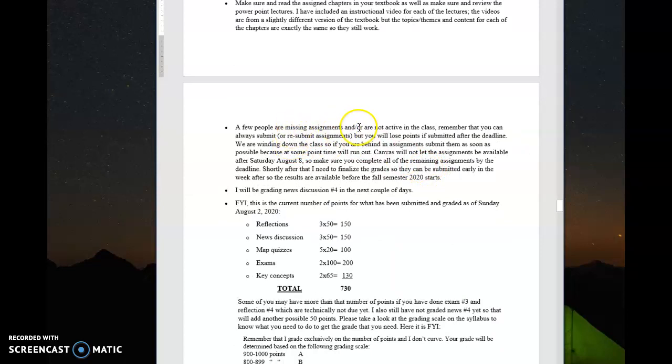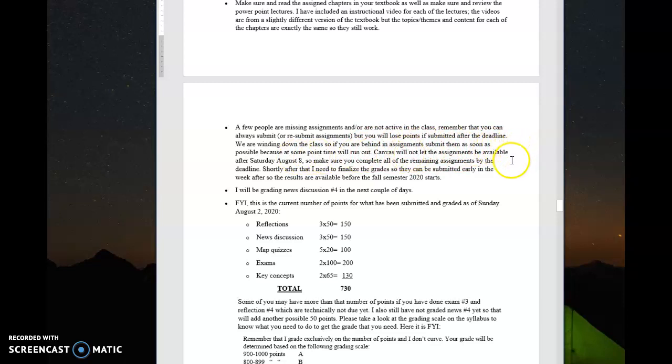A few people are missing assignments or are not active in the class. Remember that you can always submit or resubmit assignments, but you will lose points if submitted after the deadline. We are winding down the class, so if you're behind in assignments, submit them as soon as possible because at some point time will run out.